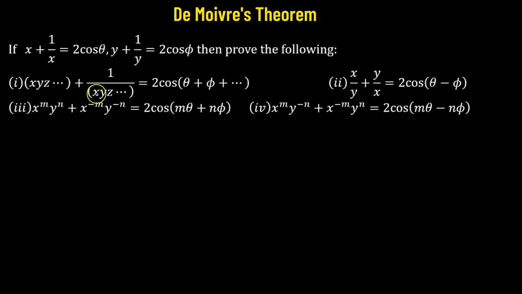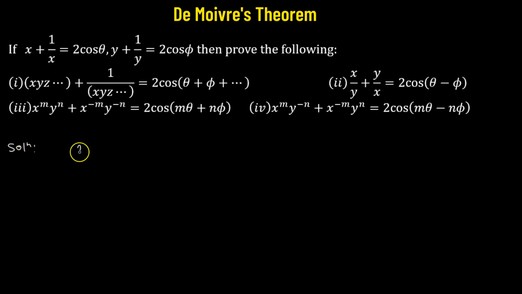So here we're given that x plus 1 over x equals 2 times cosine of theta. We have y plus 1 over y equals 2 times cosine of phi. Then using these, we have to prove the following. So let's begin with whatever we are provided with.